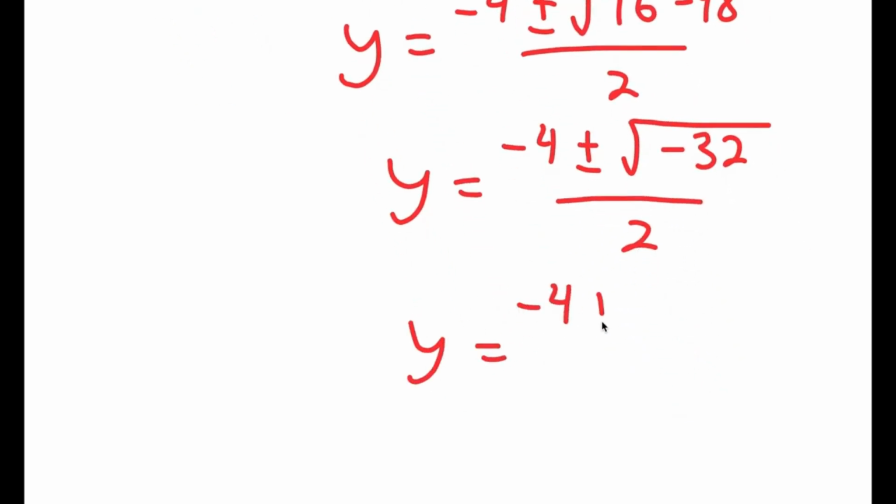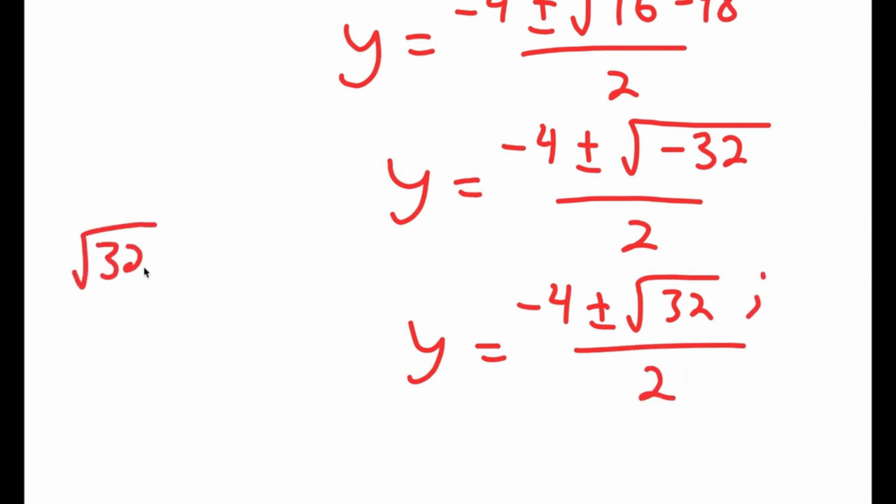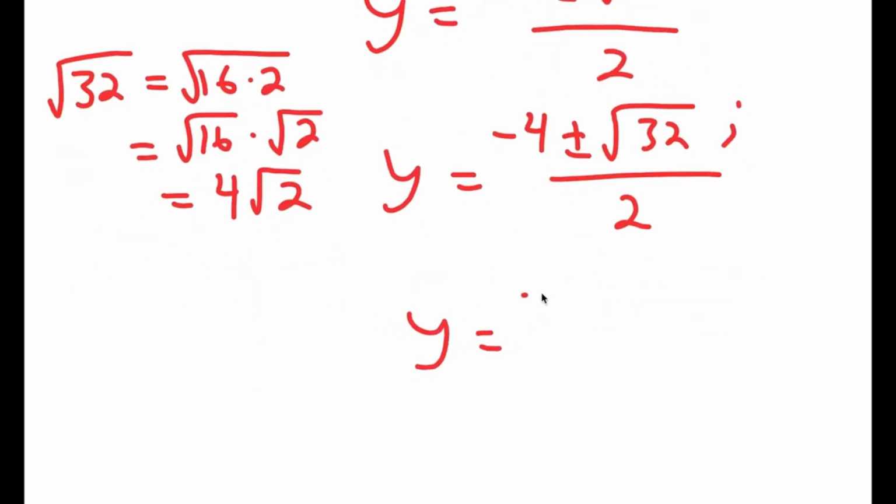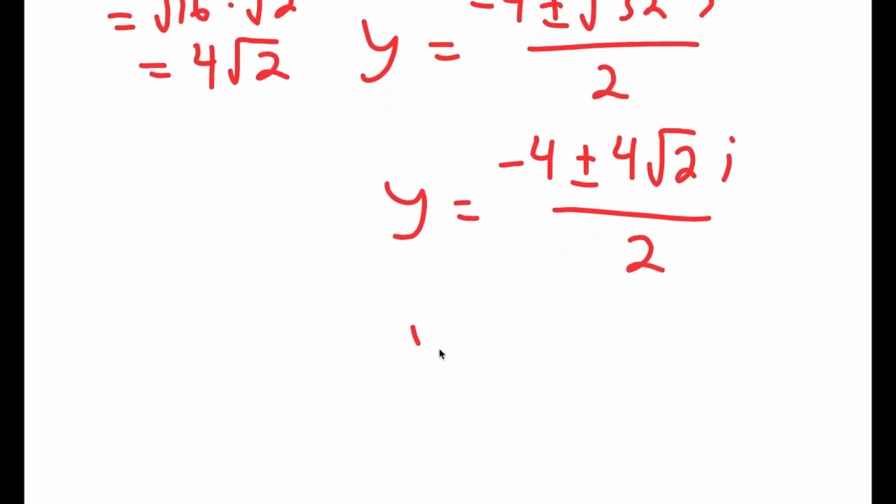And this is equal to negative 4 plus or minus the square root of 32 times the square root of negative 1, which is the same thing as i, over 2. The square root of 32 can be simplified to the square root of 16 times 2, which is the square root of 16 times the square root of 2, which is 4 root 2. So this is going to equal negative 4 plus or minus 4 root 2 i over 2. And if I divide both of these terms by 2, I get negative 2 plus or minus 2 root 2 i.